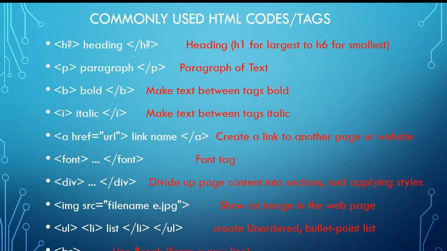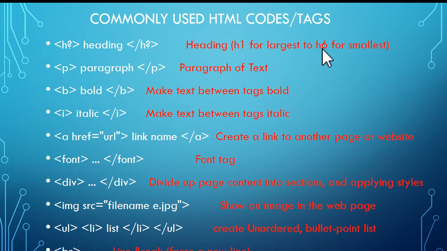Now, let's see which are the commonly used HTML codes or HTML tags. First of all, we can see heading. For displaying any heading in your web page, you have to use the HTML code H. Either small letter or capital letter you can use for that. After H, you have to specify the numbers from 1 till 6.